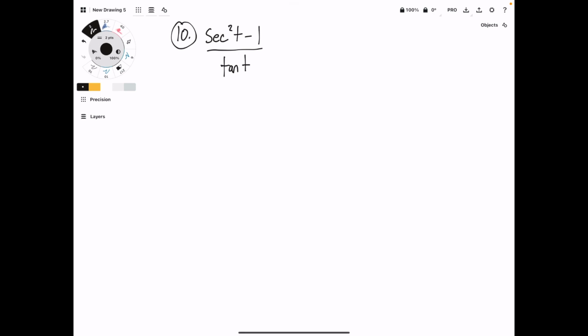For question 10, we have (secant squared t minus 1) over tangent t. So the top we know is equal to tan squared t from our trig identities, and that's going to be over tan t. So this is going to cancel with one of the tangents, and we're going to be left with tan t as our answer.